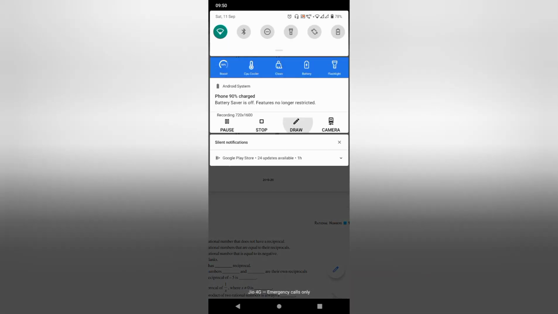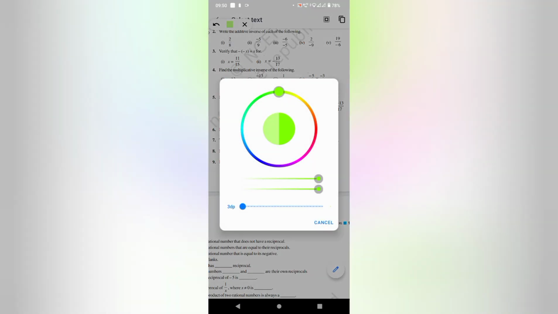I need to take some bold color because it is too light. So I'm not able to work with it. So I need to make it bold.